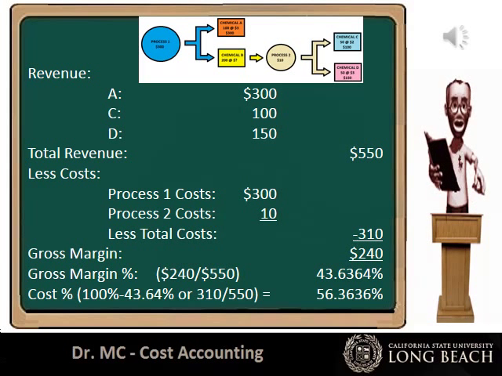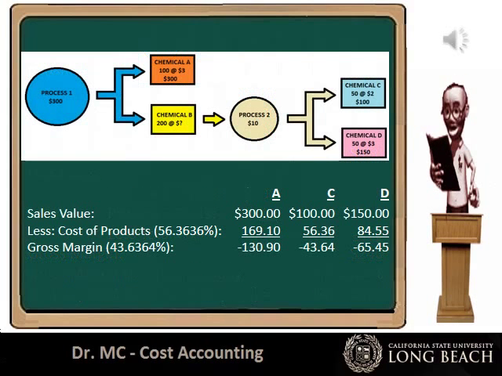When the firm divides its total gross profit by its total sales revenue of $550, it gets a total gross profit percentage of 43.6364%. When the firm subtracts 43.6364% from 100%, it gets a cost percentage of 56.3636%. The firm would then allocate to each product costs equal to 56.3636% of that product's value. This leaves each product with a gross margin equal to 43.6364% of its value.